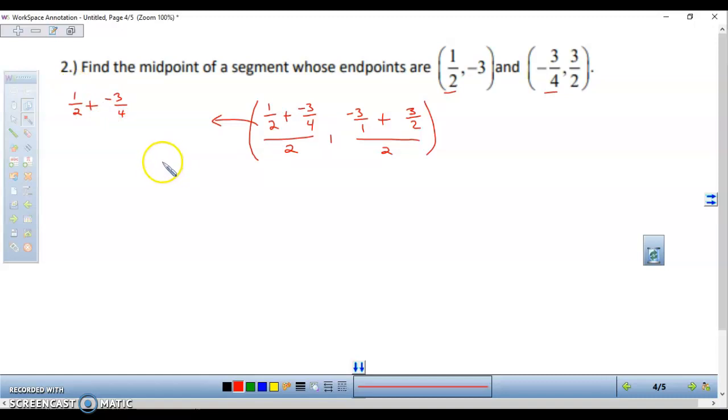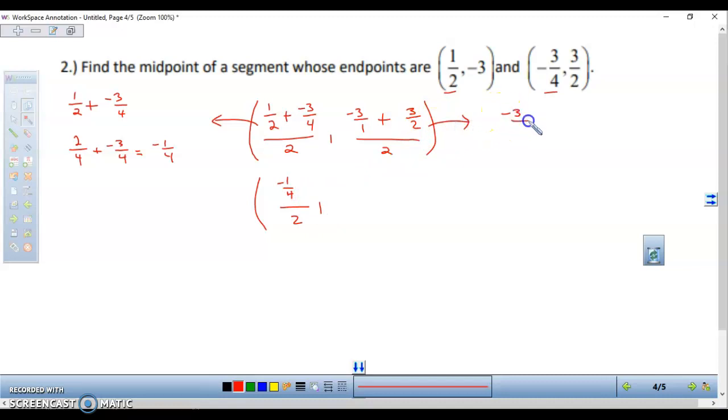But in order to add fractions, I need common denominators. So I got to find a common denominator. And what I'm going to do is multiply the top and the bottom of this one by 2 to make it 2/4. So 2/4 plus negative 3/4 gives me negative 1/4. So when I added those fractions together, I got negative 1/4 over 2. Comma. And we'll do this work over here.